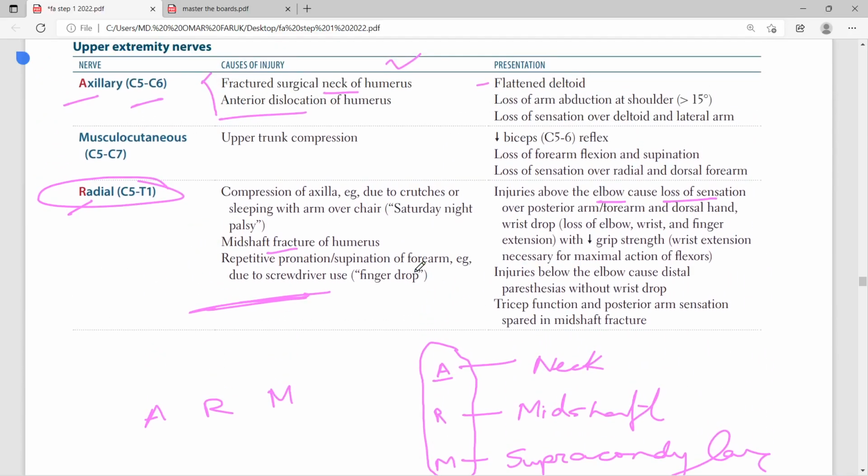Now, another important nerve is the musculocutaneous nerve. It happens in upper trunk compression. If there is injury to the musculocutaneous nerve, there is decreased biceps reflex, loss of forearm flexion and supination, and loss of sensation over the radial and dorsal forearm.